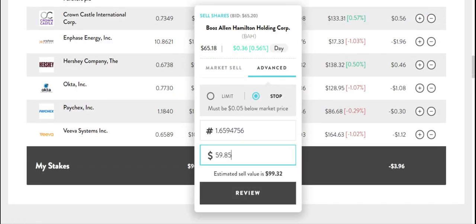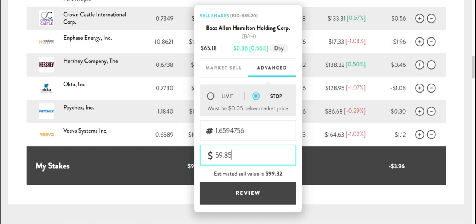So the way that this type of order works is that when it goes from $65.18 down to $59.85, automatically my sell price triggers, and it automatically goes out and says, get rid of all the shares that I've got, which is in this case only 1.65. Get rid of all the shares at this $59.85 price, or whatever anyone else is prepared to pay for it. So if the price did drop through this $59.85 and it was 58, my shares would sell at 58. If it dropped down to 45, my shares would sell at 45.